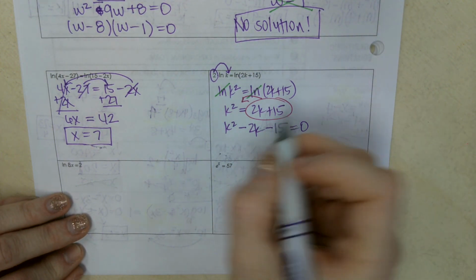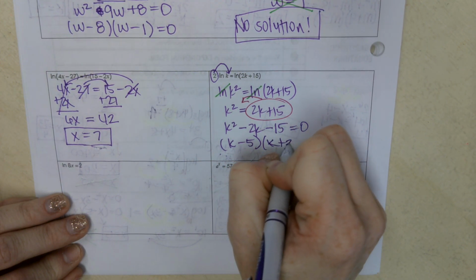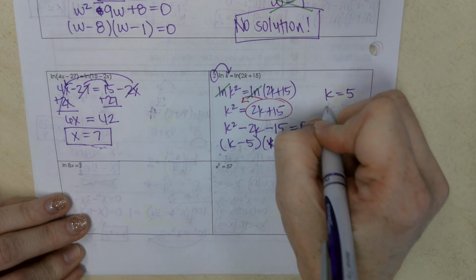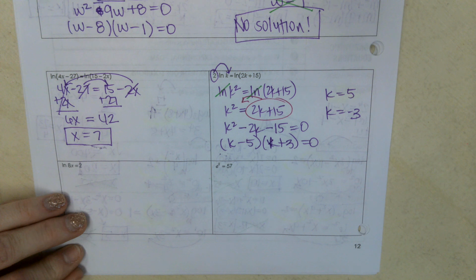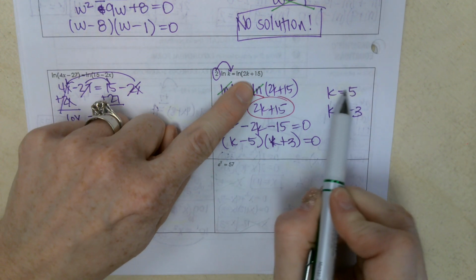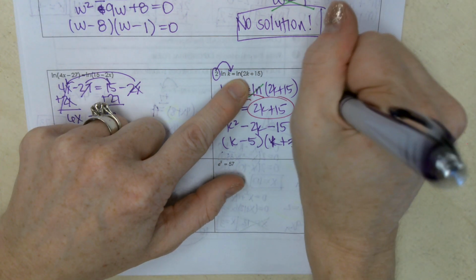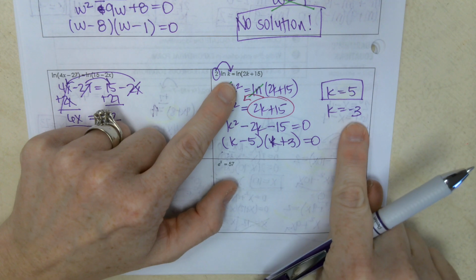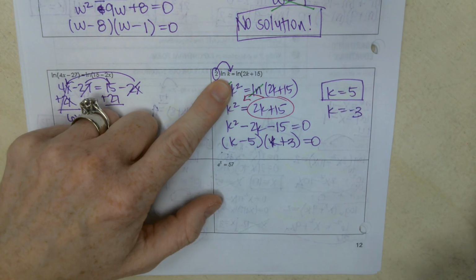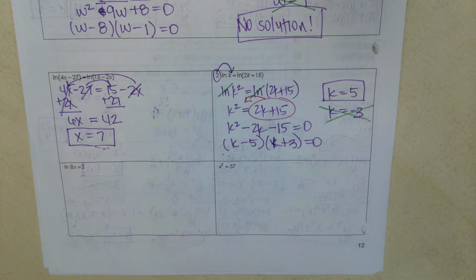Okay? This factors into k minus 5 and k plus 3. So my two potential solutions are positive 5 and negative 3. I can plug in positive 5 right here, and 5 times 2 is 10. 10 plus 15, that's still positive. So 5 is good. But y'all, when I plug in this negative 3 into that original, you cannot take the natural log of negative 3. So this is extraneous.